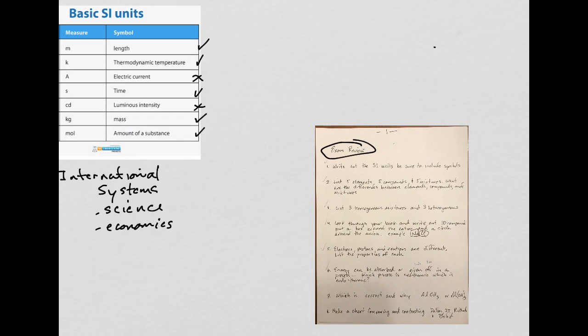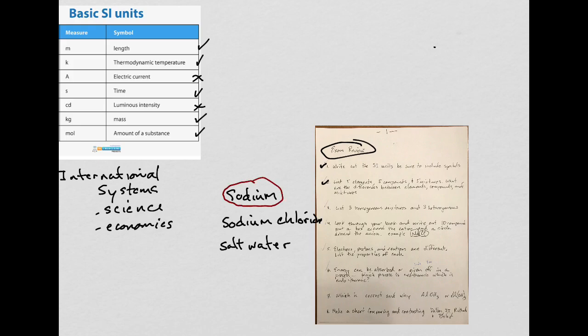List 5 elements, compounds, and mixtures. The real big goal for this one is for you to understand the difference between sodium and sodium chloride and salt water. So putting some examples down hopefully will make a big difference in your understanding and comprehension. These are elements. They are unique.